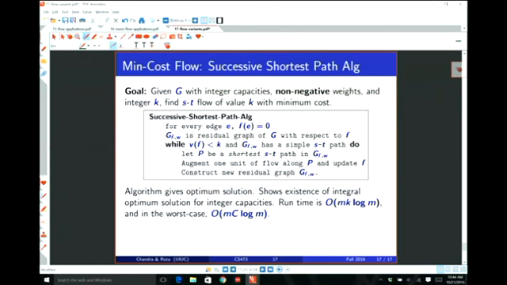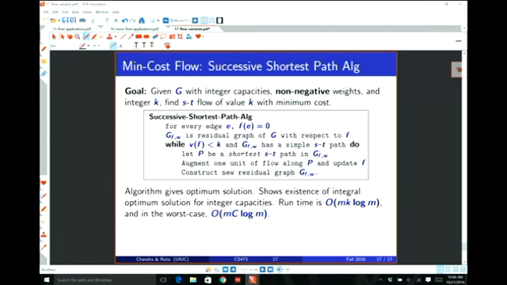Do you see? So I want to route k units of flow from S to T of minimum cost. For k equal to 1, what is it? Shortest path. But we only have 1 unit, right? We need to increase the flow. What do you do in the normal increasing of the flow? We find a residual graph and find an augmenting path, right? So here we just do the same thing. We find the residual graph, we find not any arbitrary augmenting path, but the shortest path according to the costs. So now we have 2 units of flow.